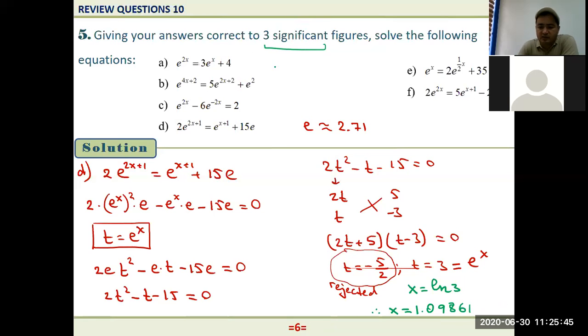Since it says 3 significant figures, starting from the first non-zero digit, here we have 1, 2, 3. Since the next digit is greater than 4, I have to add 1 to the previous digit, and I omit the rest. If you add 1 to 9, we have 10. So the answer is 1.10. Guys, once again, you should be careful in the exam. If you just write 1.1, it will be wrong because it's asking correct to 3 significant figures. So I need to write 3 digits here.